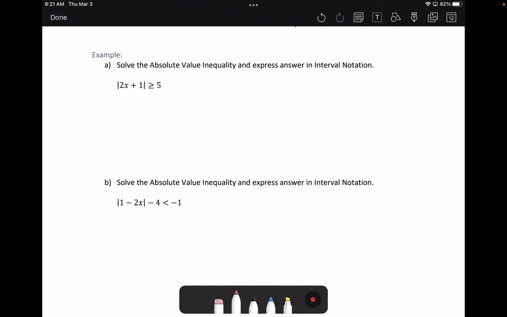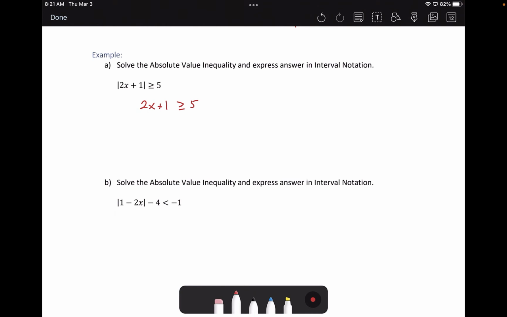So let's solve this absolute value inequality and express the answer in interval notation. The first thing you want to do is isolate the absolute value bars. In this case, that's already done for us. So the next thing we're going to do is split this into two separate inequalities. The first one will copy the inside of the bars but drop the bars. Copy the right side of the inequality as well. So basically copy the problem but drop the bars.